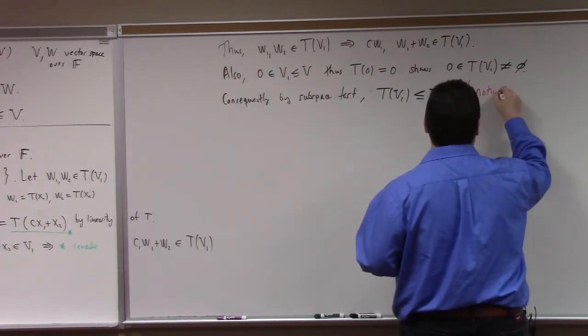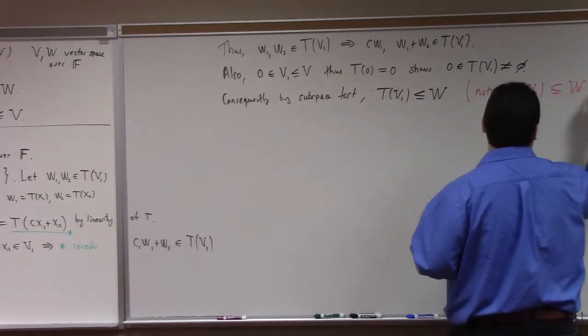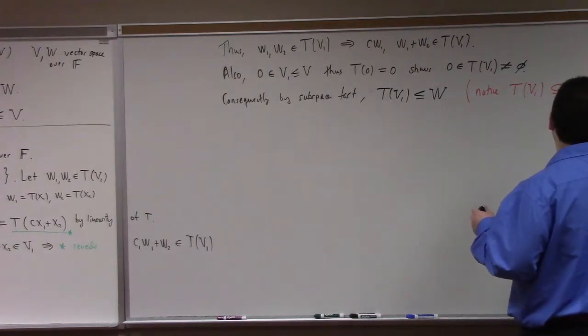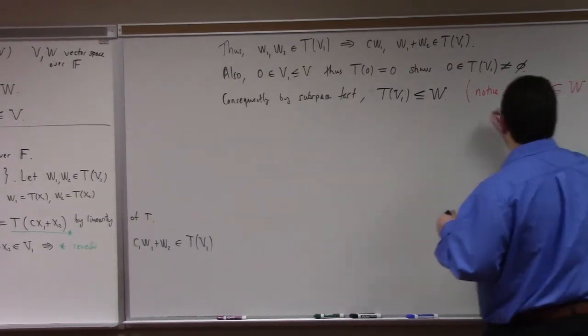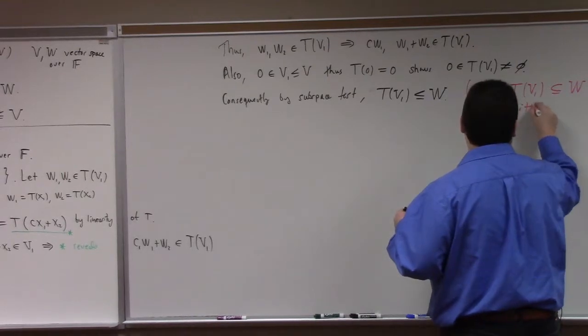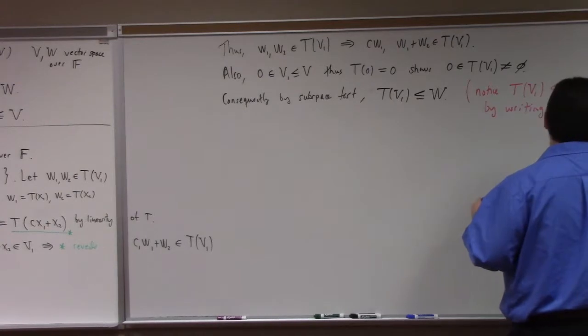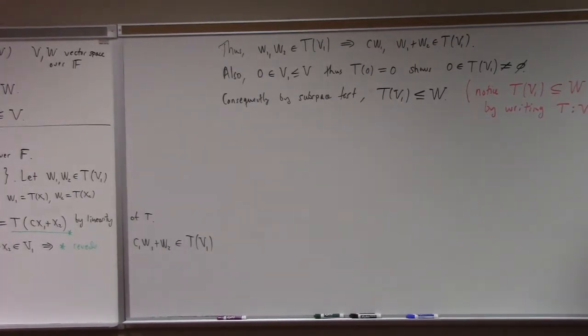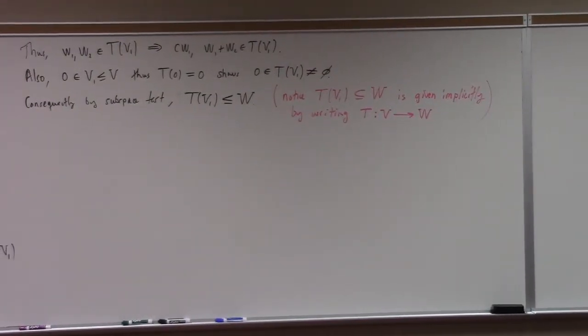Notice T of V1 subset of W is given implicitly by writing that T is a mapping from V to W, right? W is the codomain. So if you take some subset of the domain and you look at its images, you can't fall outside the codomain, right? The codomain is the universe of possible places for the range to go. You can't go outside that by construction of a function.